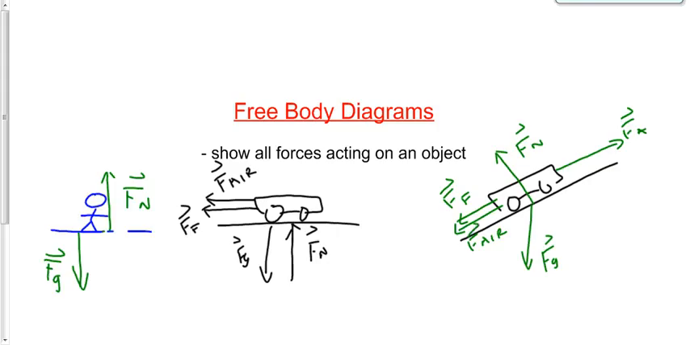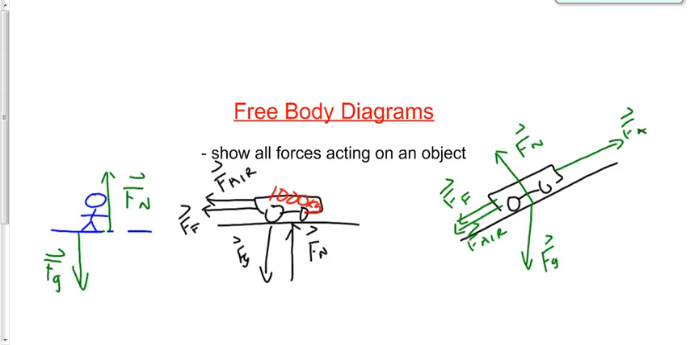Free body diagrams show all of the forces acting on the object. Now, they may also show the mass of the object or the acceleration of the object or whatever, but they don't need to. They need to show the forces. They may show other stuff as well if you want.